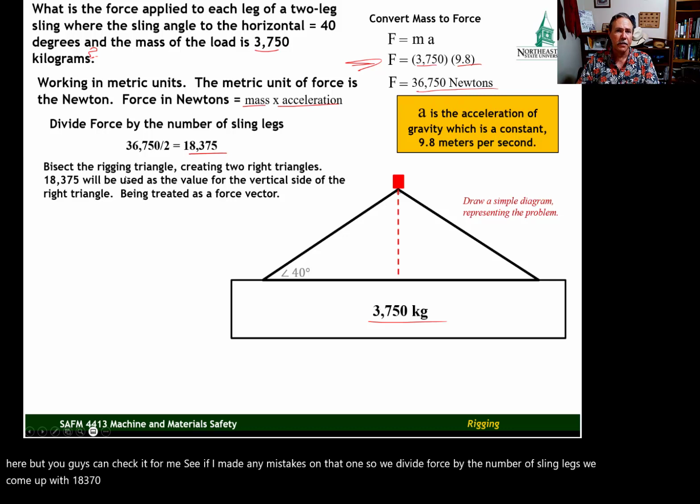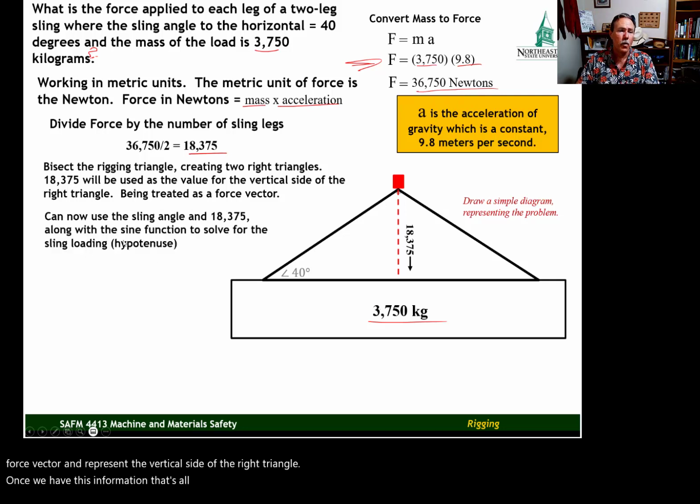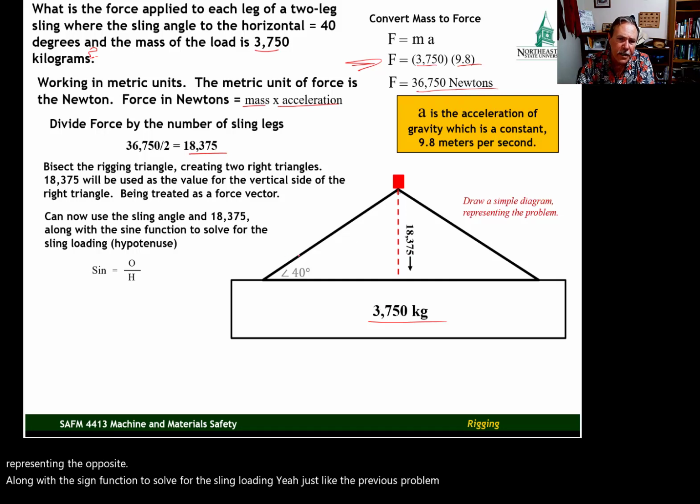The next step, bisect the rigging triangle, which creates 2 right triangles. 18,375 will be used as a force vector and represent the vertical side of the right triangle. Once we have this information, that's all we need to use sine. We can use the sling angle of 40 degrees and 18,375 representing the opposite, along with the sine function to solve for the sling loading. Again, just like the previous problem, we're solving for h, which will represent the sling loading.